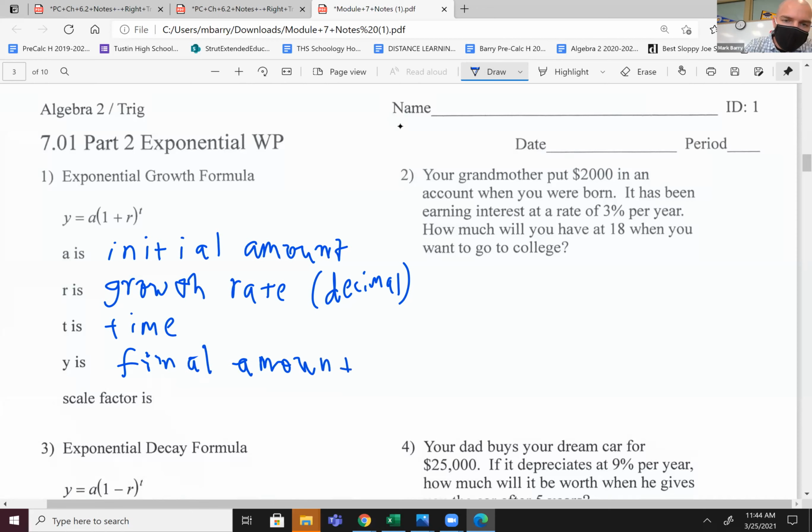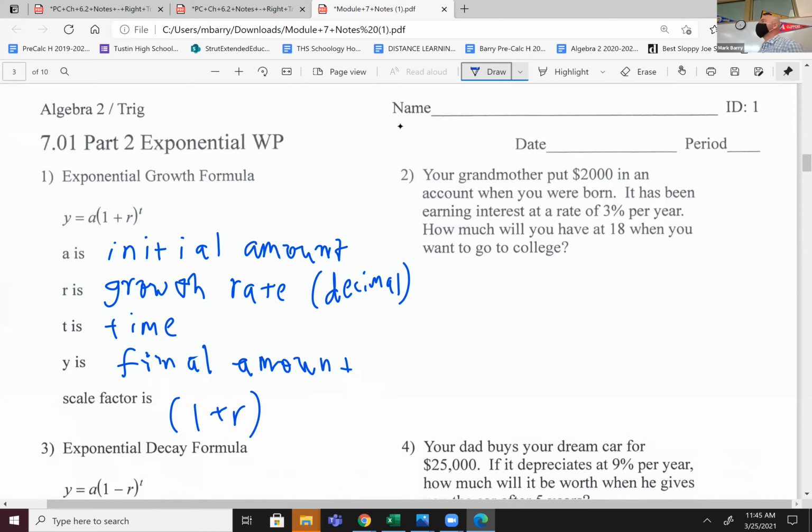So I would say that A and Y are kind of connected here. A is what you start with, Y is what you finish with, okay? The scale factor is probably the least important here. Let's go ahead and write it down. So the scale factor is 1 plus R.